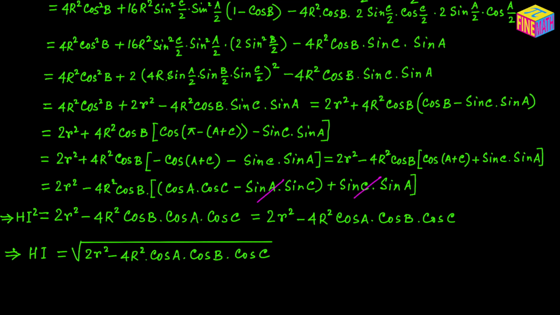Here the lowercase r is the inradius of the original triangle, uppercase R is the circumradius of the original triangle, and of course the angles A, B and C, they are the three interior angles of the original triangle. And that's exactly what we needed to calculate here, the length of the line segment HI.